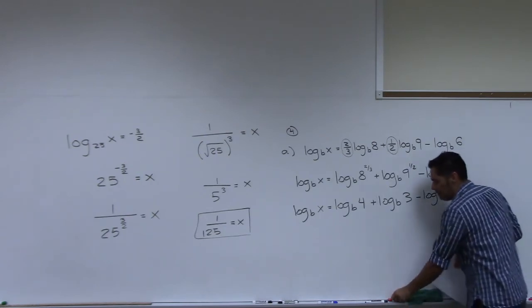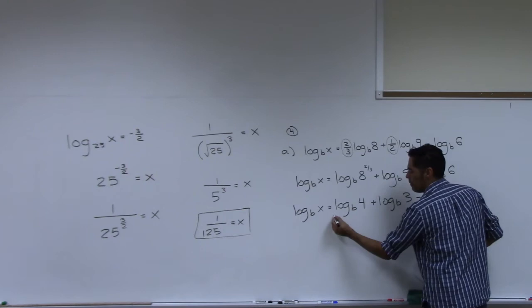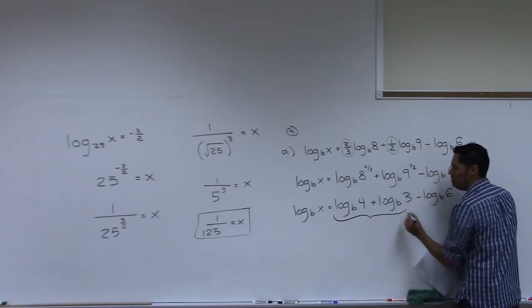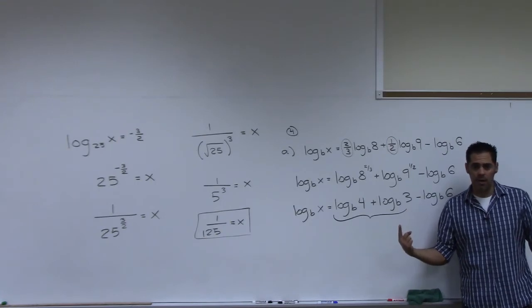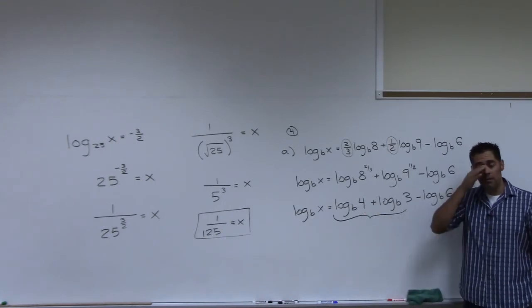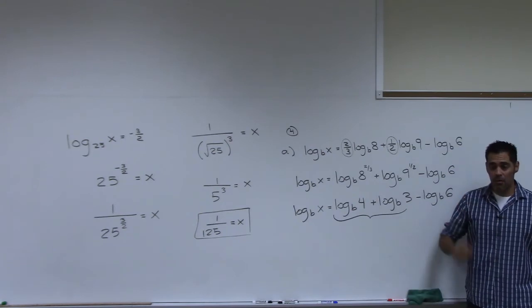So if you have 2 logarithms that have addition between them, you can turn this into a single logarithm. And what happens to the 4 and the 3? We multiply them. 4 times 3.